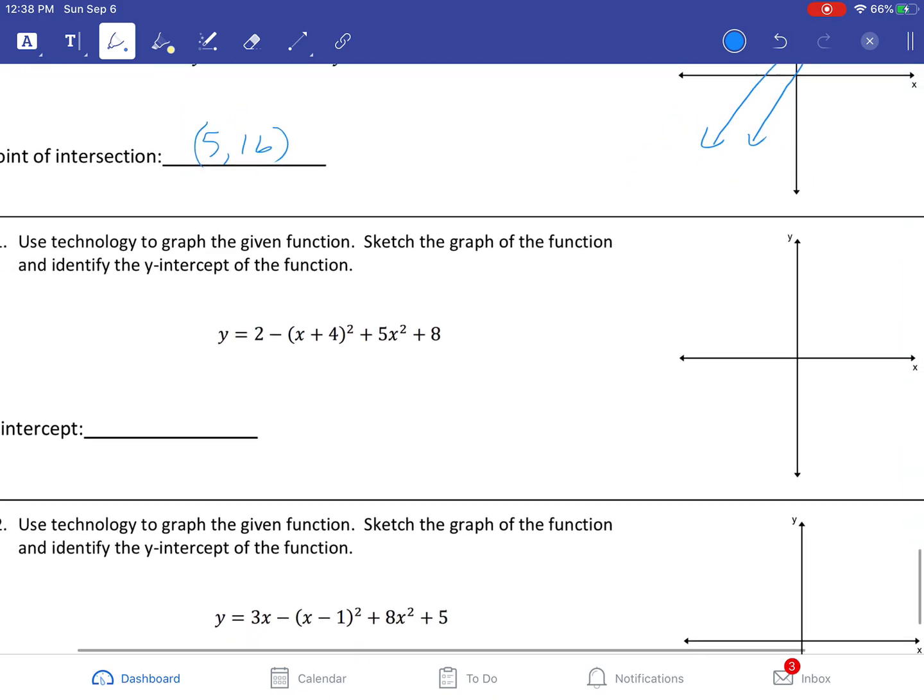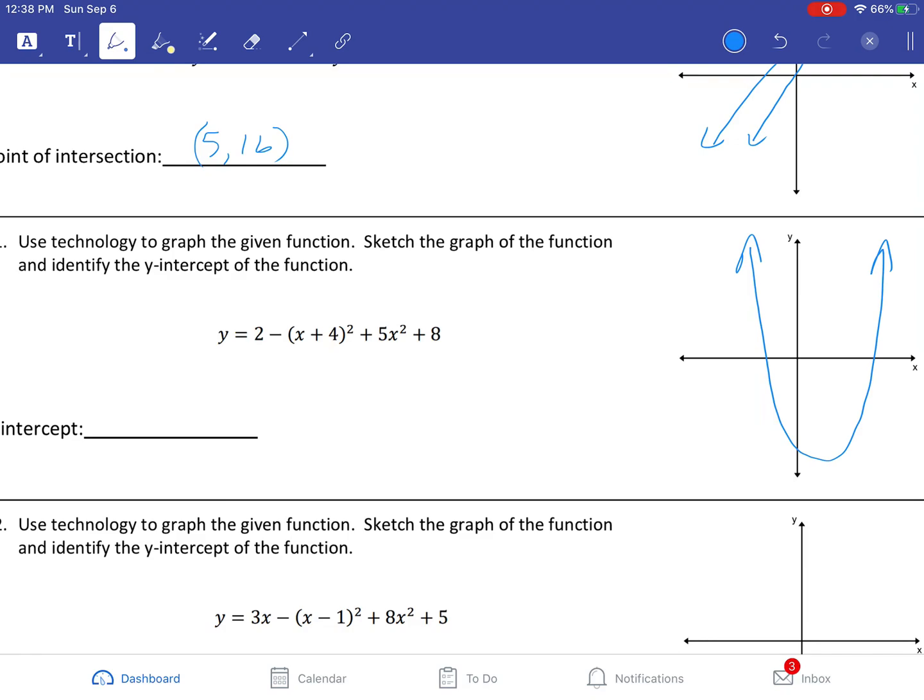Next, we're going to look at the y-intercepts for these. So again, you go to your y equals, you clear out all the equations you used to have, you type in just what it says: 2 minus parentheses x plus 4 squared plus 5x squared plus 8. Okay, we can graph that and see what it looks like. Looks something like this. Again, it's just a sketch. If it's not perfect, that's fine, but it should be somewhat representative of what it looks like on your screen.